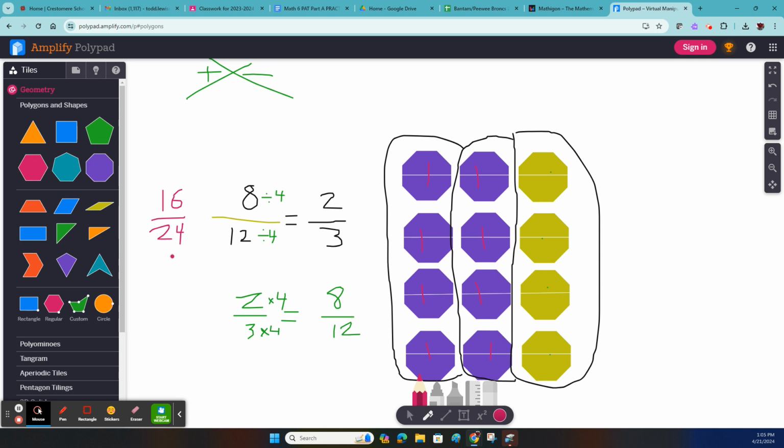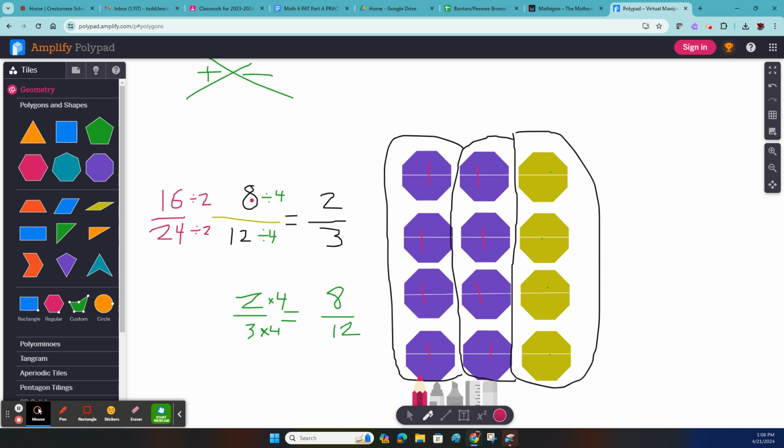And check it out. Look how this works. How would I go from 16 to 8? Well, I'd divide it by 2. How would I go from 24 to 12? Same thing. Divide by 2. Cool. And this makes sense because I'm splitting each octagon in half, right? I'm essentially doubling the amount of octagons, or rather doubling the amount of items in this diagram that I'm counting.